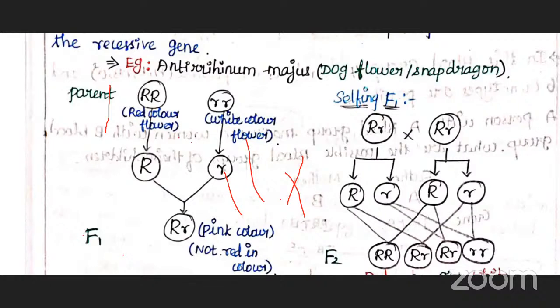Incomplete dominance also undergoes a selfing process like the monohybrid cross. Selfing means the same F1 generation result undergoes self-pollination. Capital R and small r will undergo self-pollination. So finally we get a 1:2:1 ratio. So the incomplete dominance ratio is 1:2:1. The phenotypic ratio of incomplete dominance is 1:2:1. Clear? So incomplete dominance means a new character will be formed.